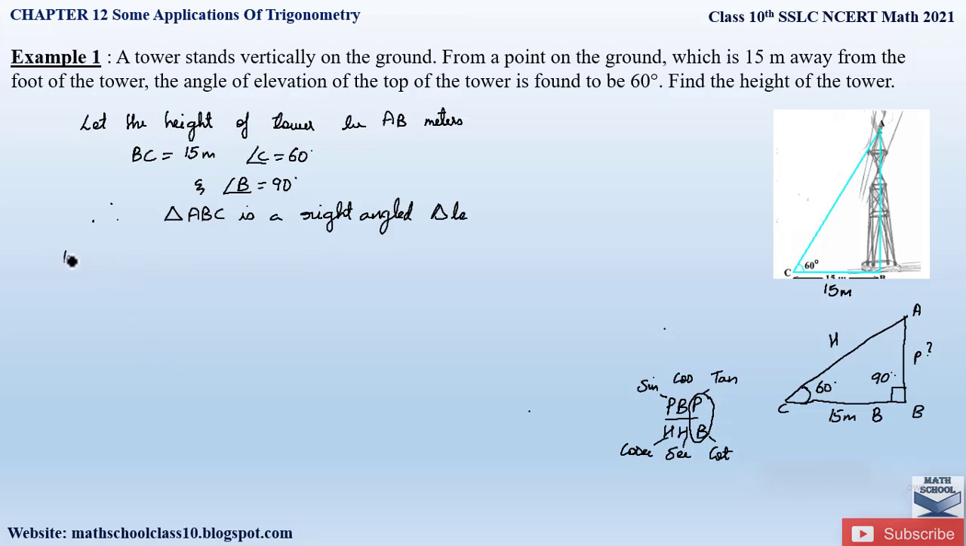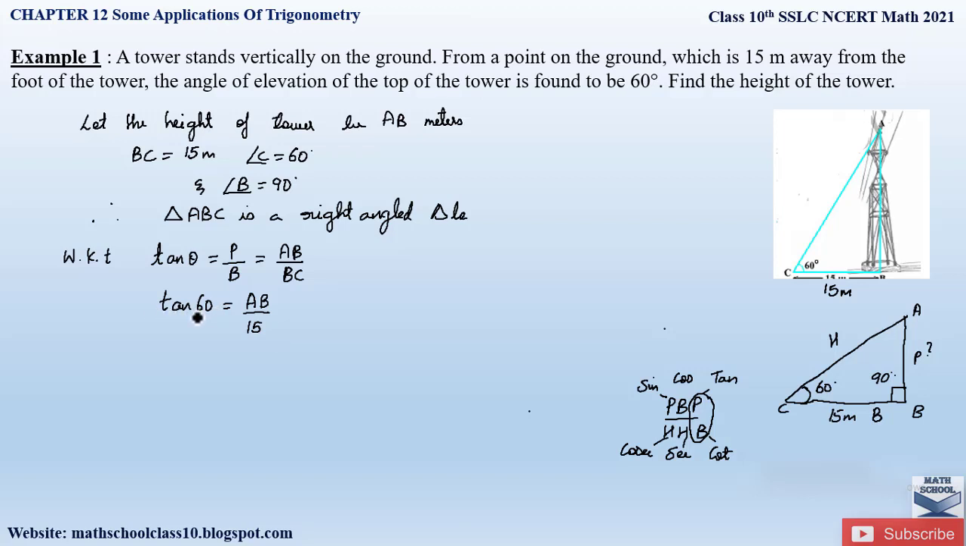Therefore you can write down, we know that tan theta is equal to perpendicular by base. So here our perpendicular value is AB and base is BC, and the angle theta is 60 degrees. So we will write here tan 60 is equal to AB, which we have to find out, over BC, which we already know, that is 15 meters. So what is the tan 60 value?